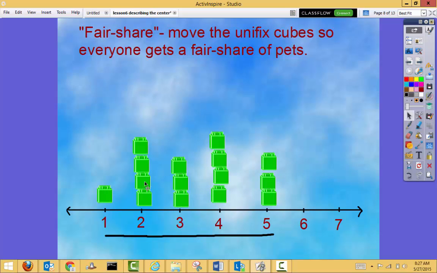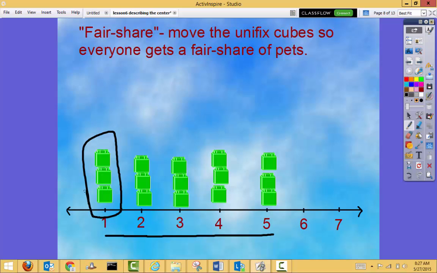Are all of these unifix cubes that same length? No. So I need to just move some a little bit more. Are they all the same length? No. How about now? Yeah, now I have the same number in each row. So what is my mean or my fair share? Well, it's 3 because each person has 3 pets.